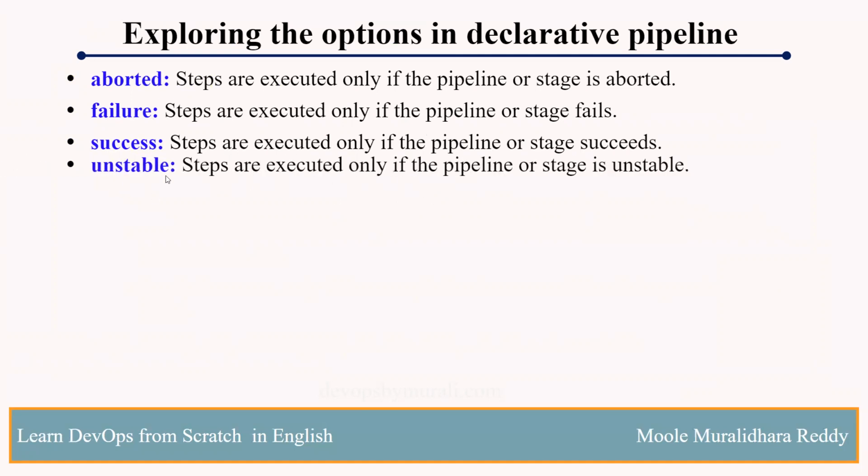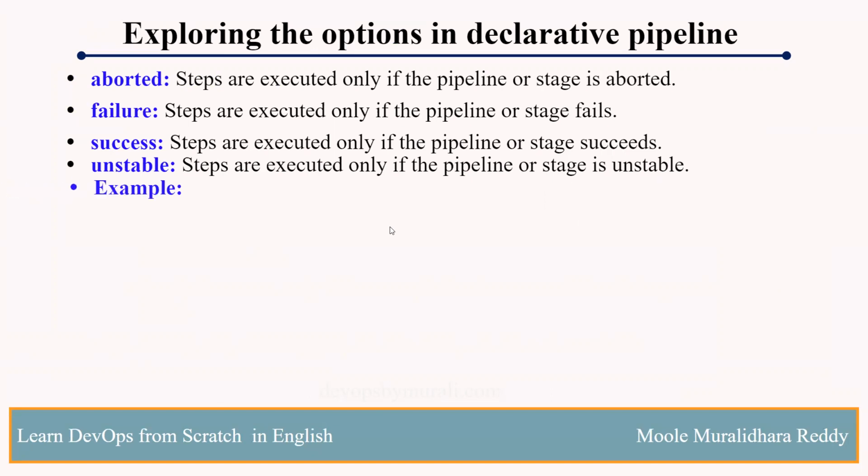Next one, unstable. Unstable means the particular job, pipeline or stage is unstable. Unstable is nothing but the particular job keeps on running. For example, the job should complete within 3 minutes, but it is still running. It will go to the unstable mode.